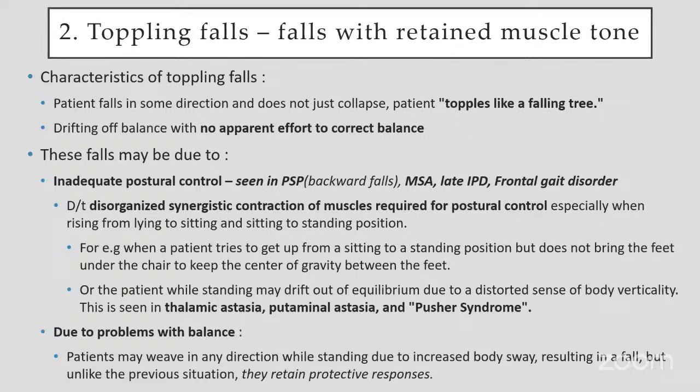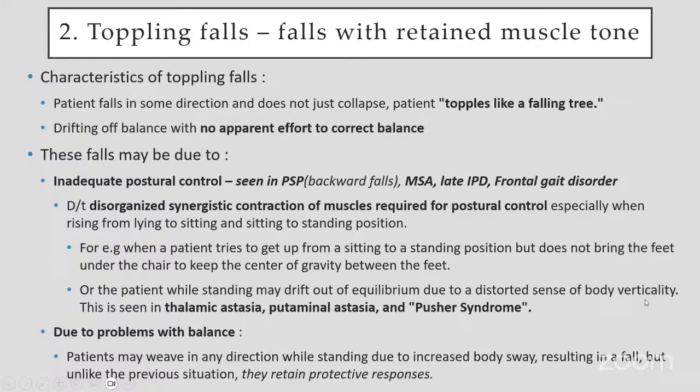For example, when a patient tries to get up from sitting to standing position but does not bring the feet under the chair to keep his center of gravity between the feet, or if the patient while standing may drift out of equilibrium due to the distorted sense of body verticality. This is called thalamic astasia, putaminal astasia, and Pusher syndrome. So Pusher syndrome is a lateropulsion.